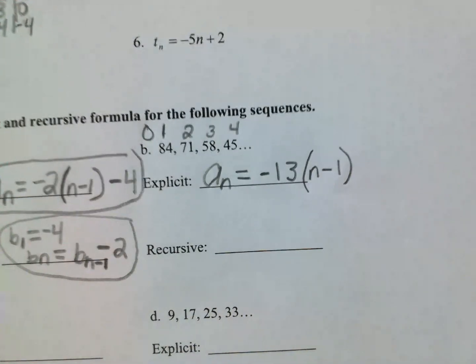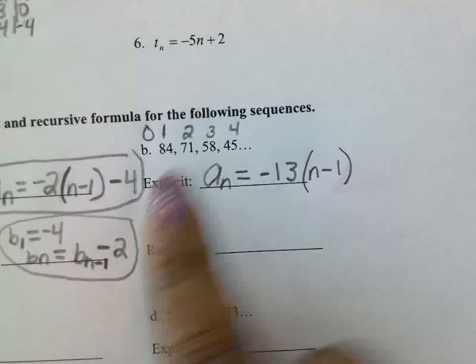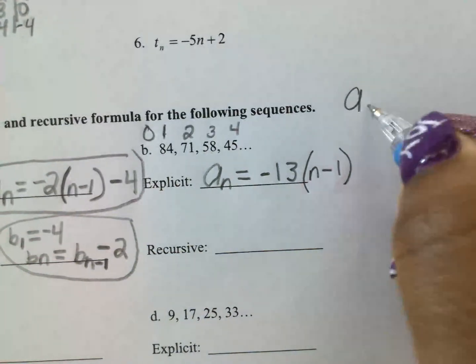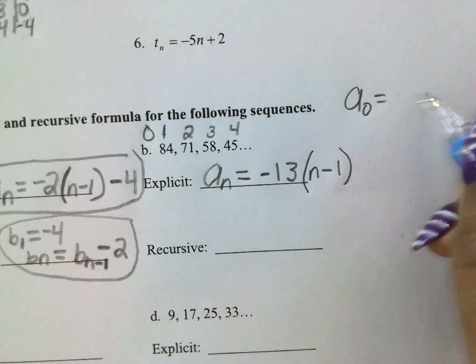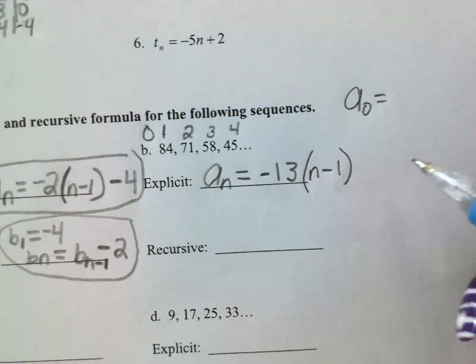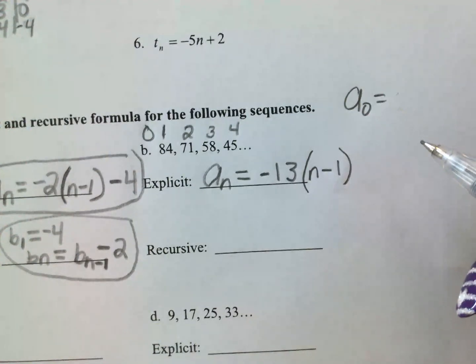Yes. How do you know if they give you the 0 number? Because they will tell you that a sub 0 is equal to whatever the number is. But if they don't tell you, you automatically assume that it's the first number. Got it? Any other questions?